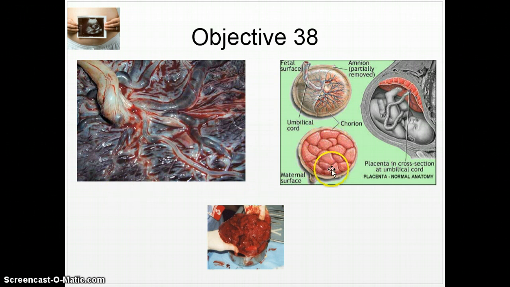In this picture, you can see all the different cotyledons of the maternal side of the placenta, and this is the maternal side of the placenta here. It looks like a beefy red substance. In here you can see the fetal side of the placenta. We know it's the fetal side of the placenta because we can see where the umbilical cord is inserted. And again, this would be the fetal side of the placenta.